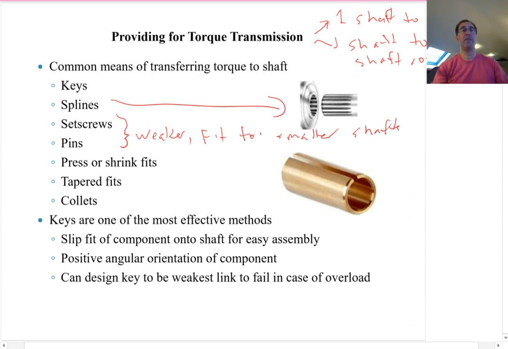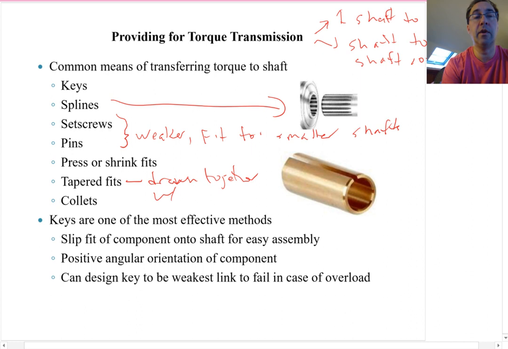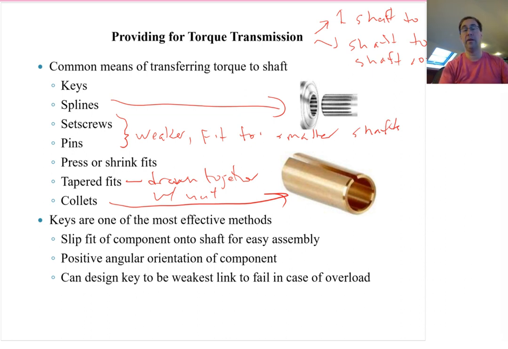Then we have press or shrink fits, so you can always press or shrink one shaft or a shaft component onto another shaft. There's tapered fits, and usually the tapered fits are drawn together with a nut. And then we have collets. This is an example of a collet. A collet is a tapered cylinder. In this case, it has a longitudinal split.